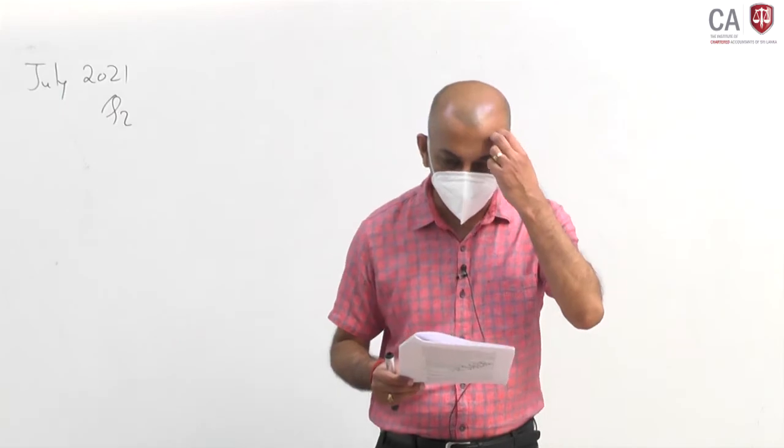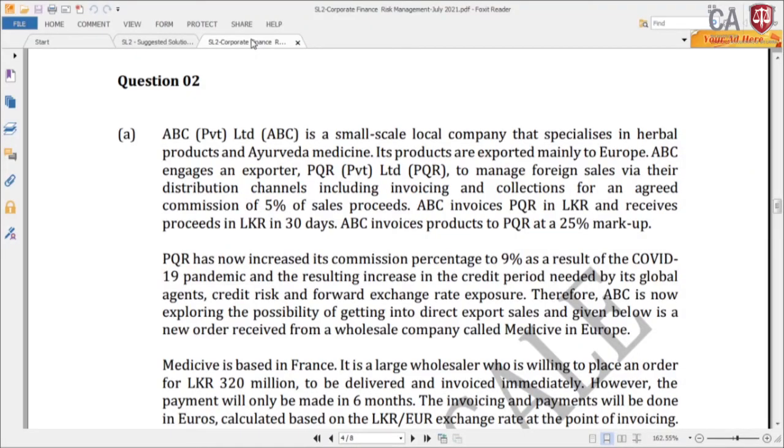We now look at question number 2 of July 2021. If you read the question, it's about ABC Private Limited, a company that specializes in herbal products and Ayurvedic medicine, and they are exporting the products to Europe. They engage an exporter in Sri Lanka called PQR, who will be facilitating the sales to Europe.